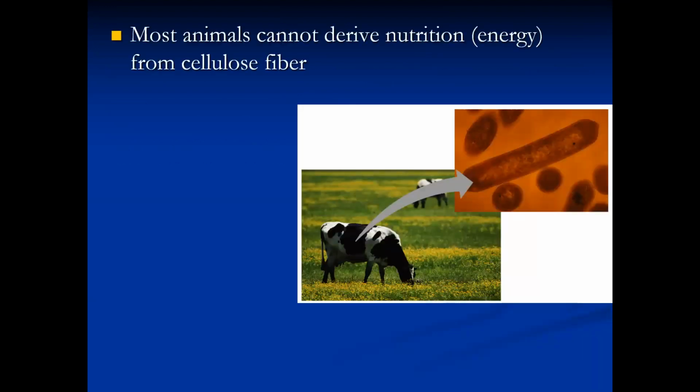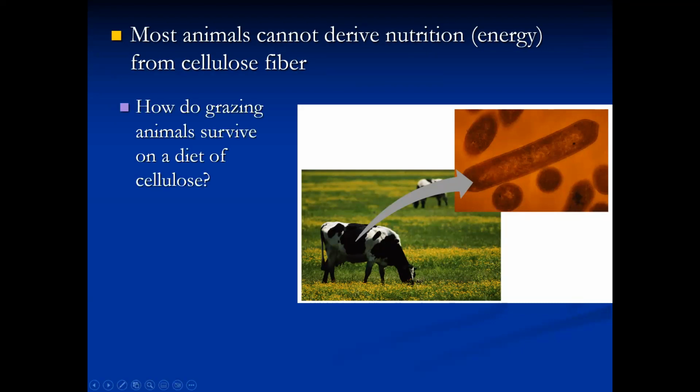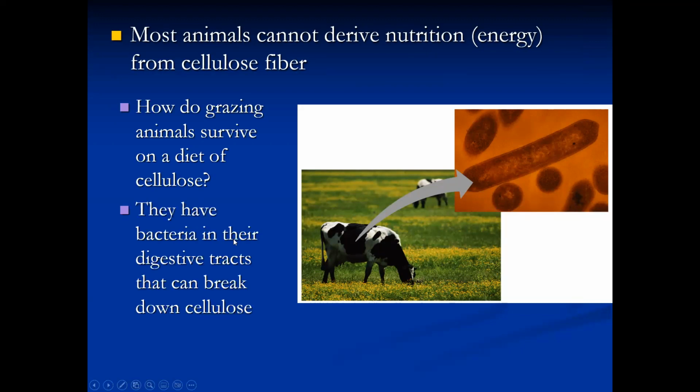Okay, let's take a look at this cow. Now, it turns out the cows can eat plants, but they themselves don't do the digesting of the cellulose. What do they do? They keep bacteria that you see in the picture inside their stomachs. How do the grazing animals survive on a diet of cellulose? What they do is they have bacteria in their digestive tracts that secrete enzymes that break it down.